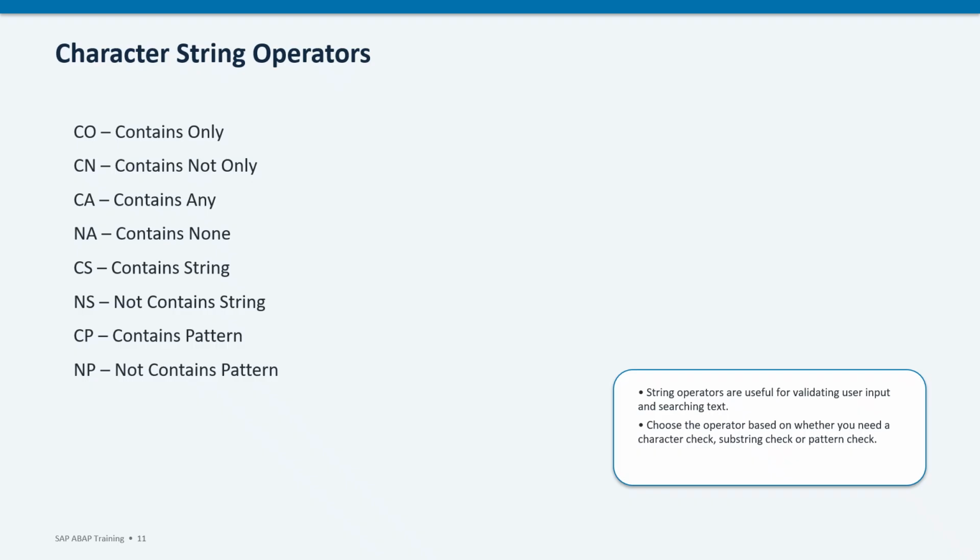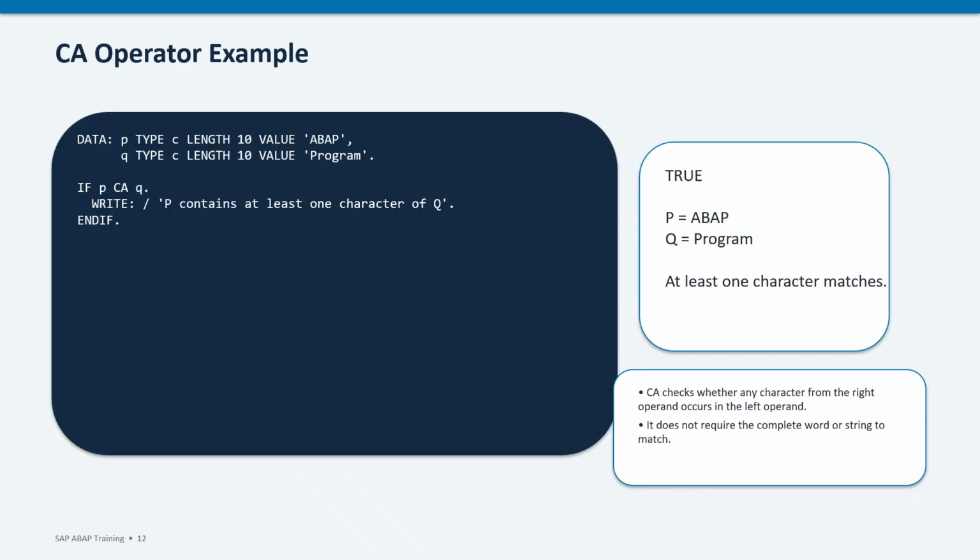Then the next operator: character string operators. Character string operators are used to work with text. CO means contains only, CN means contains not only, CA contains any, NA means contains none, CS contains string, NS not contains string, CP contains pattern, NP not contains pattern. These are the character string operators, and here we'll discuss one example.